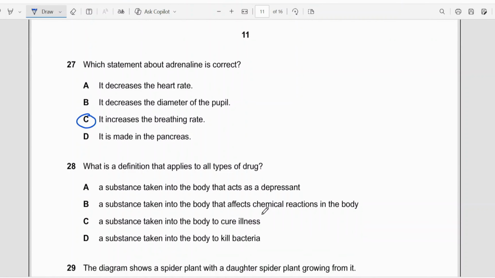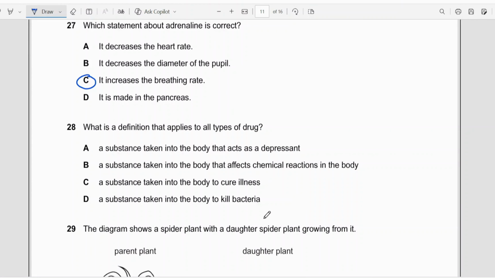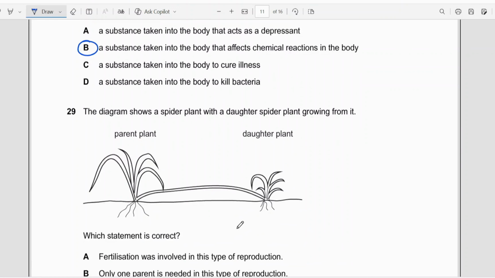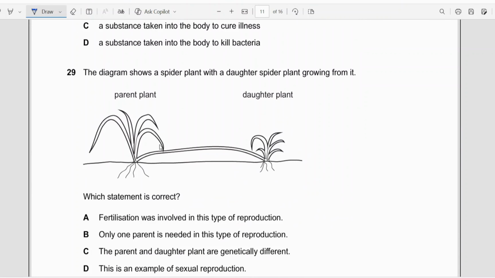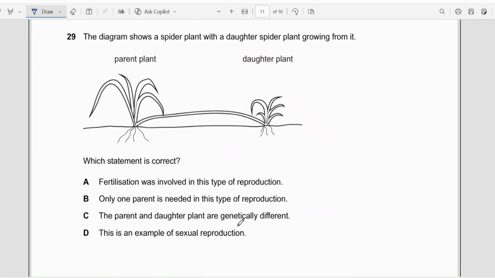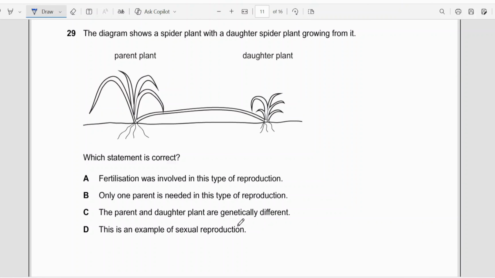What is the definition that applies to all types of drugs? How would you define drugs? A substance that is taken into the body that affects the chemical reactions in the body. Okay, it's a spider plant growing from something. What type of reproduction is this? Only one parent is required, as this is an example of asexual reproduction. So B is the answer.